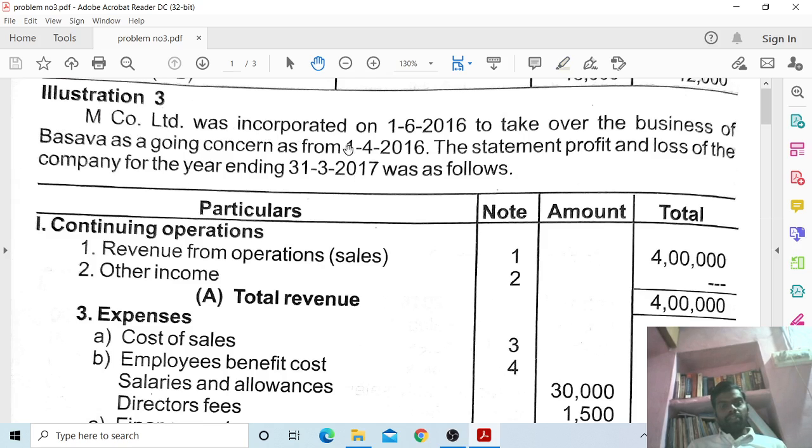M Company Limited was incorporated on 1/6/2016 to take over the business of Basava as a going concern as from 1/4/2016. The statement of profit and loss of the company for the year ending 31/3/2017 was as follows. Particulars, note, amount, total. First, continuing operations, revenue from operations, sales, note number 1, total 4 lakh. Next, other income, note number 2, total column nil. So total revenue is 4 lakh.